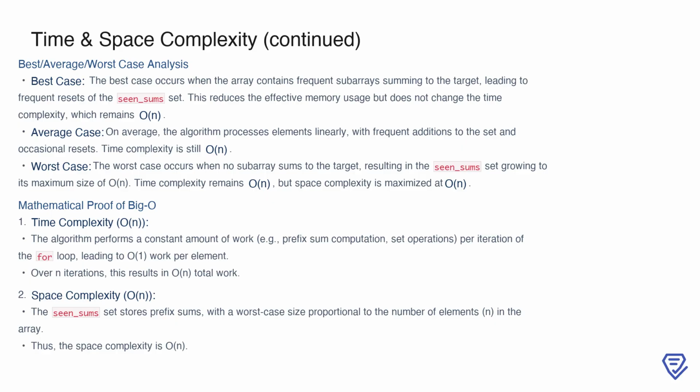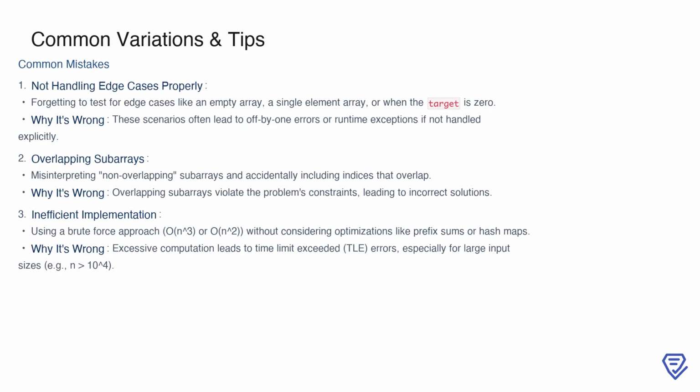The worst case occurs when no subarray sums to the target, meaning the seen_sum set grows to its maximum size of O(n). Even in this scenario, the time complexity stays O(n), but the space complexity reaches its upper bound of O(n). Mathematically, the total work per element in the for loop is constant, O(1), leading to O(n) work overall. Similarly, the maximum size of the seen_sum set, proportional to the number of elements in the array, confirms the space complexity is O(n). When solving this problem, there are several common mistakes to watch out for.